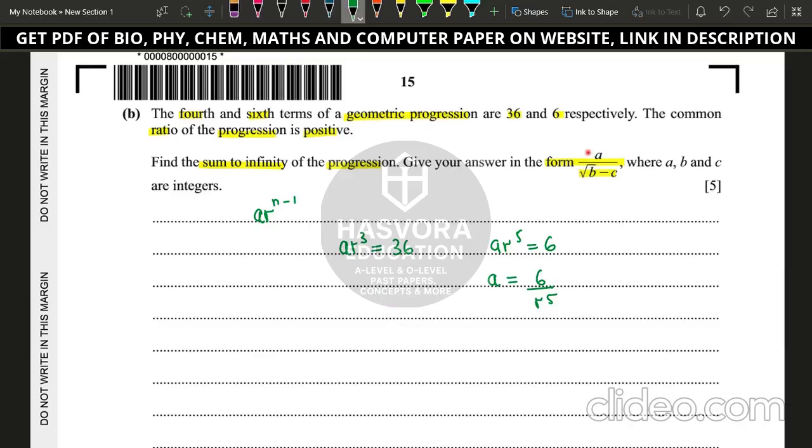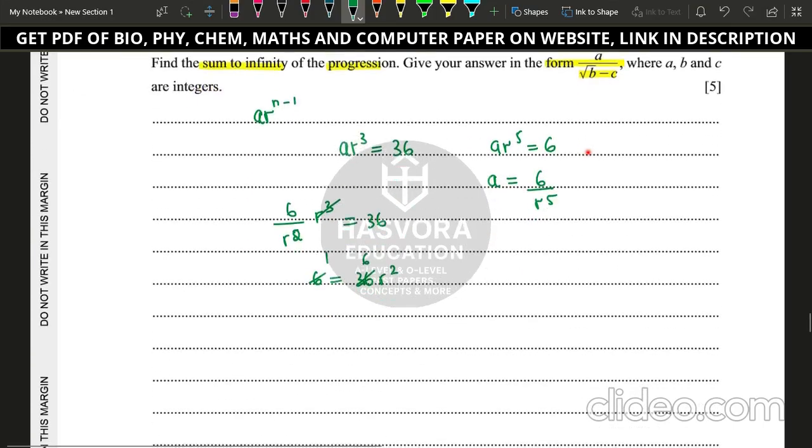Okay, so I can now substitute this a. This will become 6 divided by r power 5, and with r cube, this will become r square in the denominator, is equal to 36. So this becomes 6 is equal to 36 r square. So this will become r square is equal to 1 by 6, or you can just say r is equal to 1 over under root of 6.